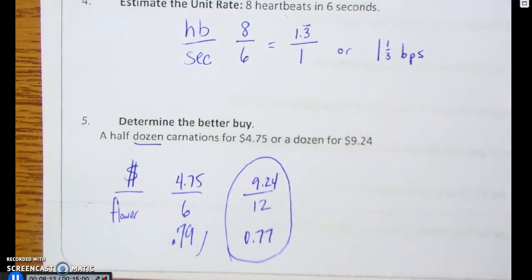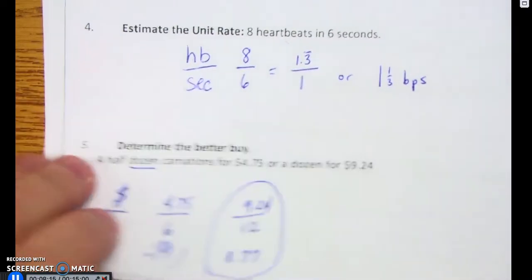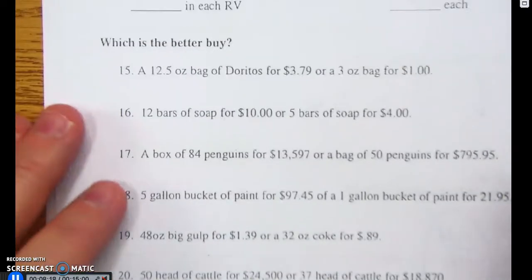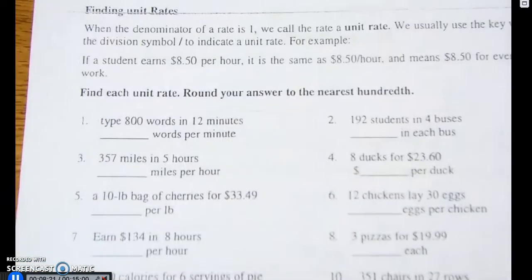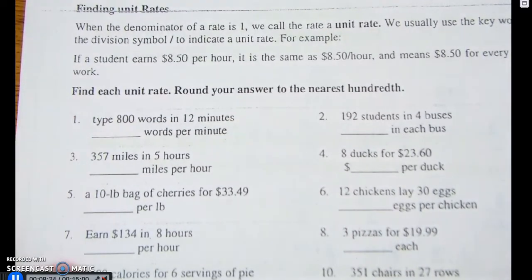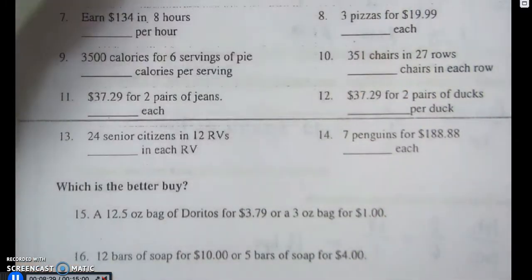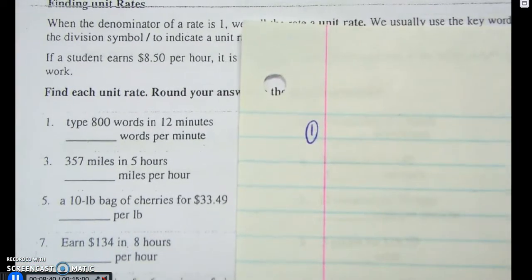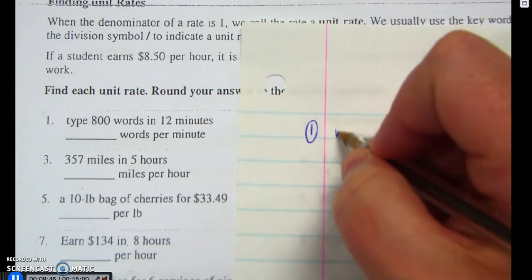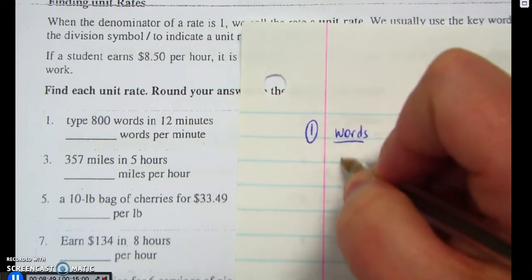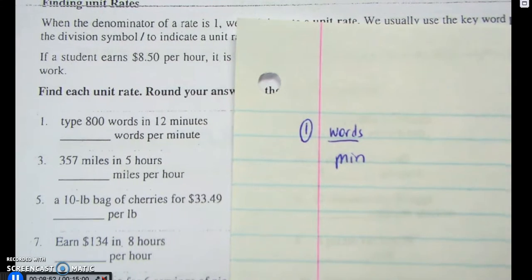All right. Now, on the back of this, you've got a couple of different things going on. Up top, you've got some unit rate stuff. And down bottom, you've got some better buy stuff. So here's the way I would expect to see your work on a sheet of paper. Okay? Number 1. All right. Type 800 words in 12 minutes. How many words per minute? Okay? I expect to see words per minute. Okay, expect to see your units.